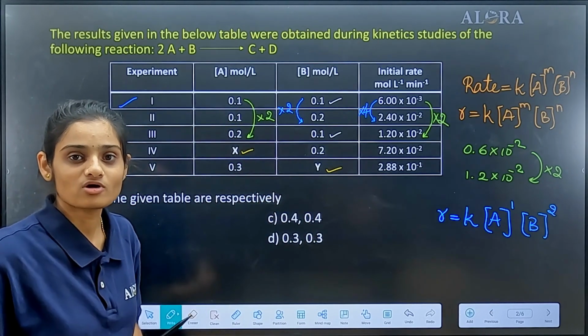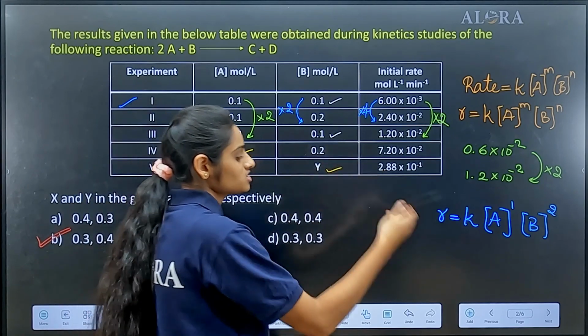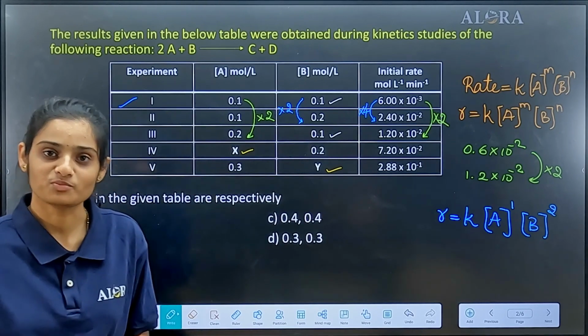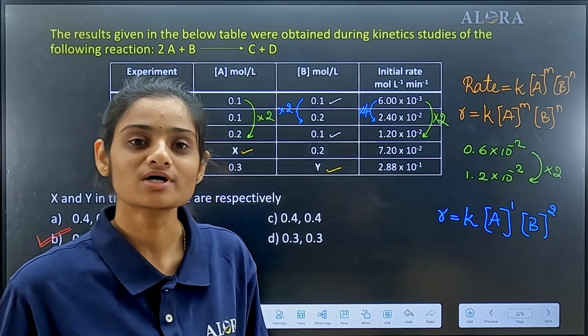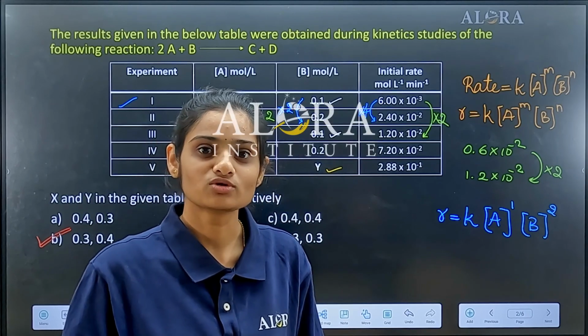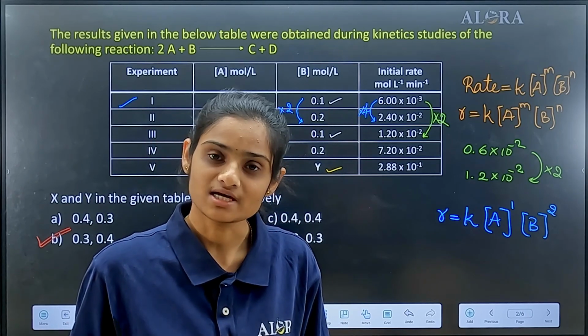So this is how you solve questions related to initial rate and the concentration when it is given in your question paper. So I hope this is very clear to you. So accordingly, you have to solve the questions. Please do go through the previous year question papers and try to solve them.